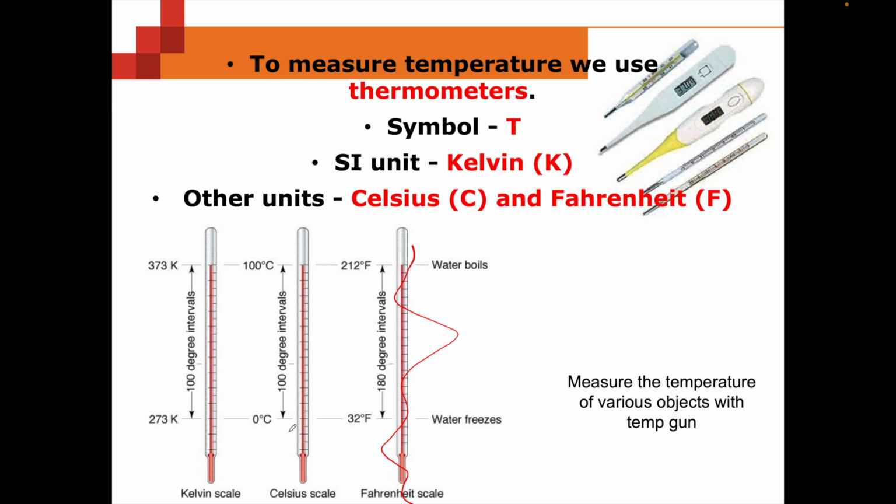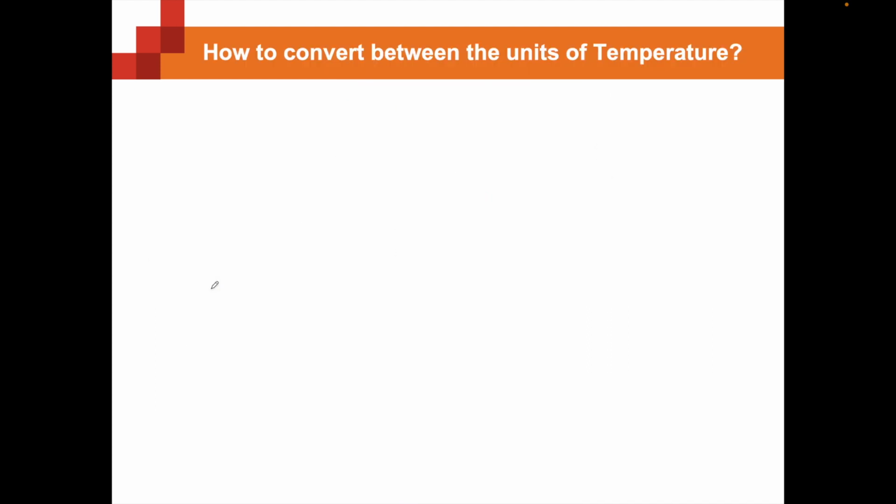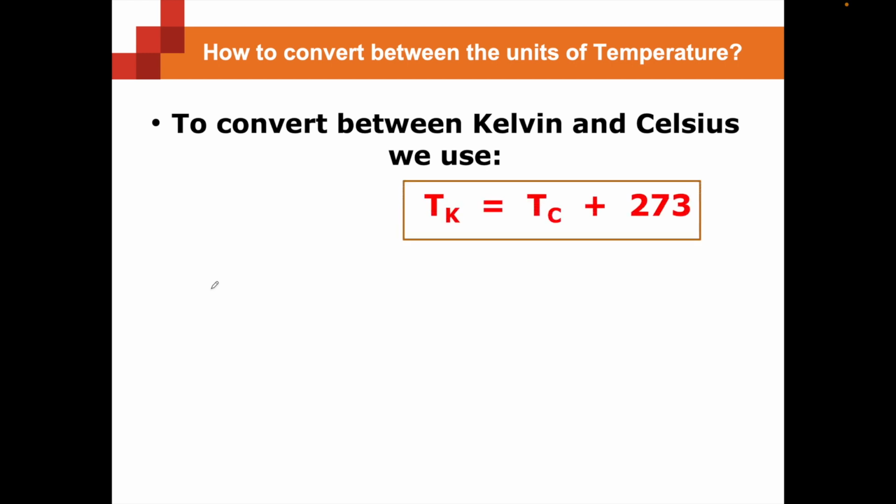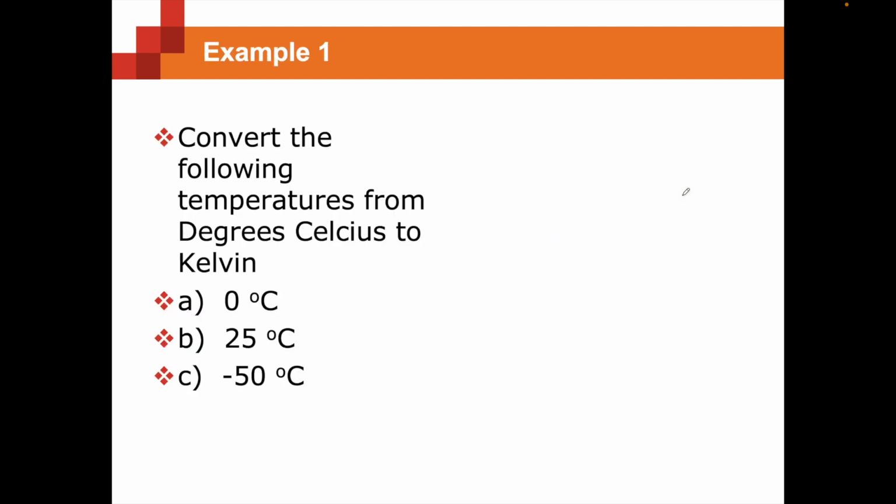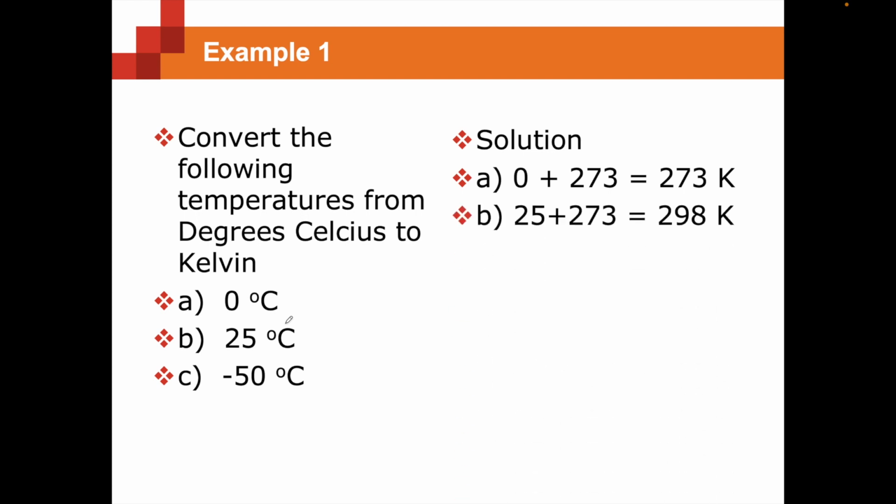You can see that Celsius goes from 0 to 100 to boil, whereas in Kelvin you have 273 to 373. The intervals are exactly the same. To convert between the two, we did a little investigation in class. To find Kelvin, you take your Celsius plus 273. For example, part A, 0 plus 273 is of course 273. 25 plus 273 is 298, and so on.